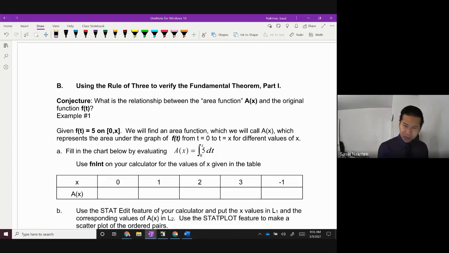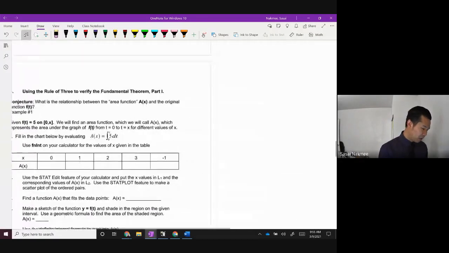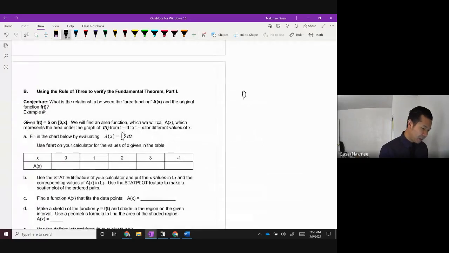So can you picture that? f of t equaling 5 is just a horizontal line that goes across. Don't write this down. I just wanted to show you what this is saying. So here's a graph of f of t. It goes up to 5 and it just goes straight across like that, right?